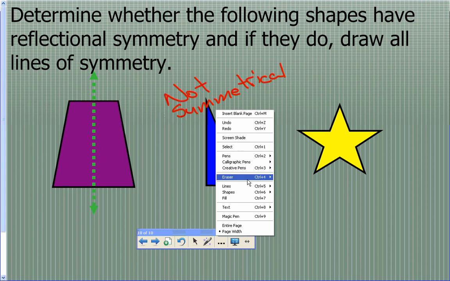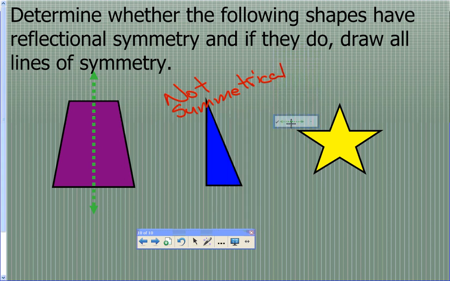And the star. Look at that and see if you can come up with a line of symmetry on that. There's actually more than one line of symmetry on this. Here's one. Let me shift this over. Here's one line of symmetry. Look, the left side and the right side are the same. You see any other lines of symmetry?